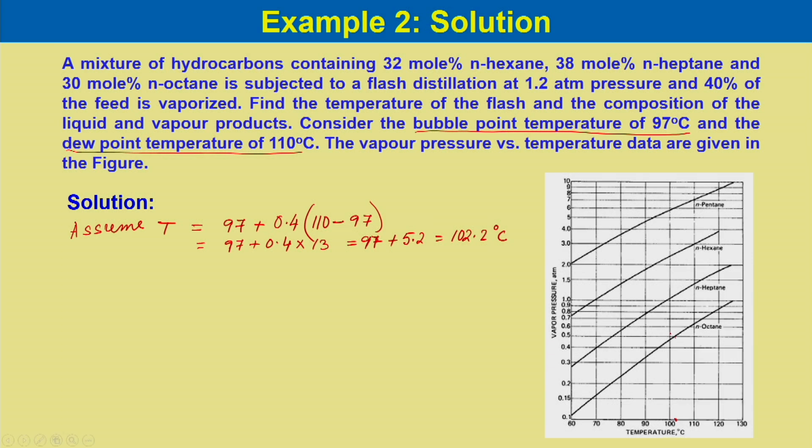Now, if we look into this figure at 102 degree centigrade temperature, say over here, if you go up, you will obtain the vapor pressure for octane as about 0.5. Similarly, for n-heptane it is about 1.1, and again if you go up over here, you will obtain about 2.5.